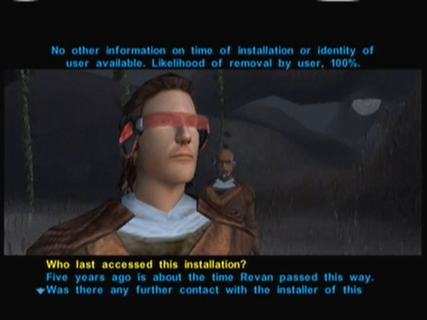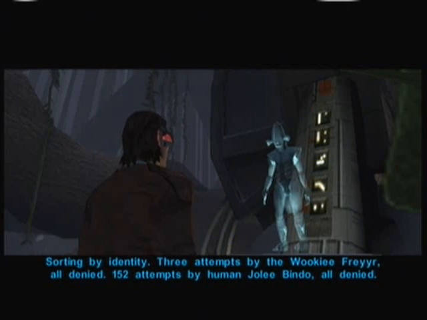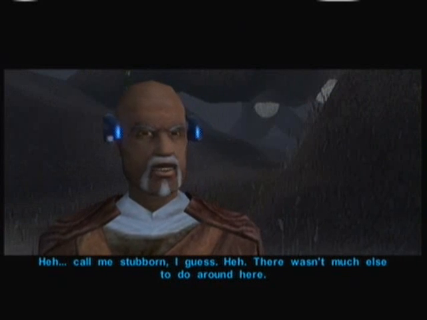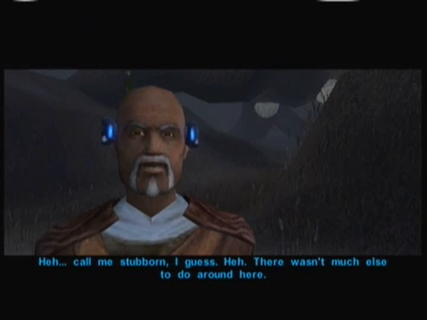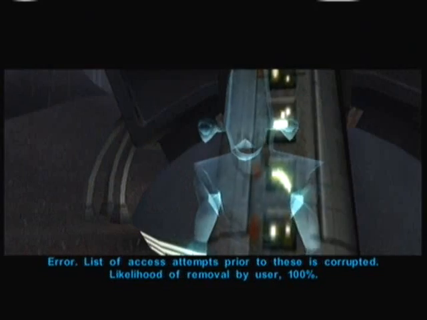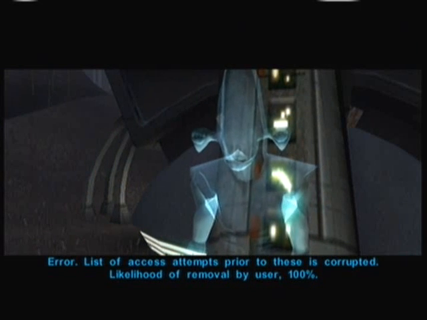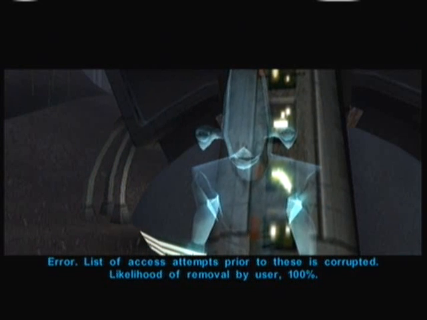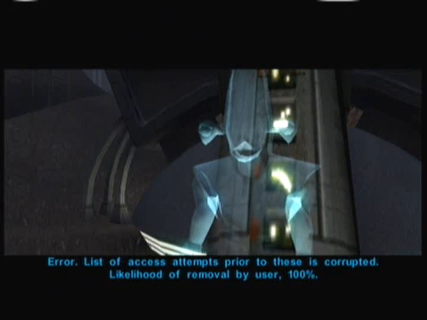Who lost access to this installation? Sorting by identity. 3 attempts by the Wookiee Freyer, all denied. 152 attempts by human Jolie, all denied. Call me stubborn, I guess. There wasn't much else to do around here. Error. List of access attempts prior to these is corrupted. Likelihood of removal by user, 100%.